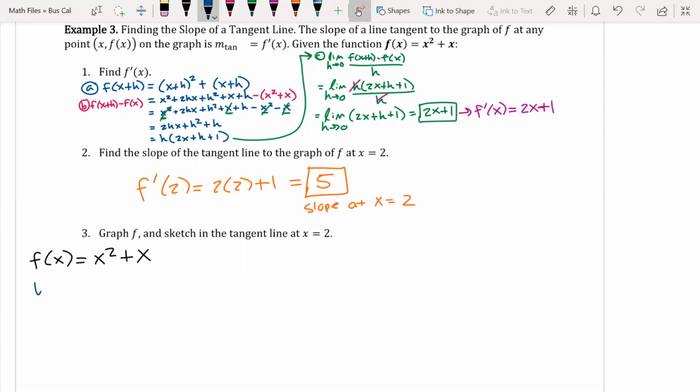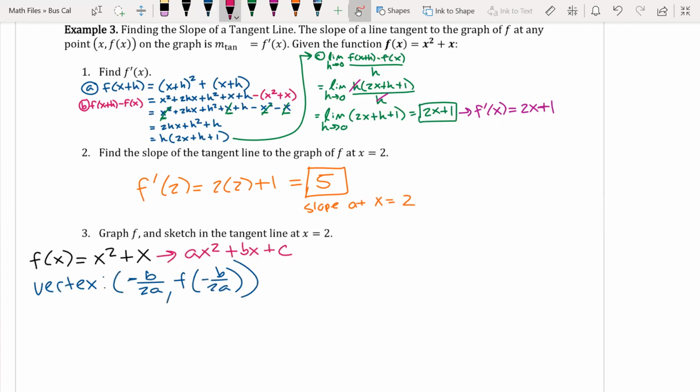Does anybody remember the formula for the vertex? No? Okay. It's negative b over 2a and f of negative b over 2a. So remember that this function is in the form of ax squared plus bx plus c. So when I find the vertex, my x value, I get negative b over 2a, and my b value here from this original function is going to be 1. So I'll get negative 1 over 2 times my a value, which is also 1. And we get this x value is at negative 1/2. But since we're in business math, I'm going to make that negative 0.5.